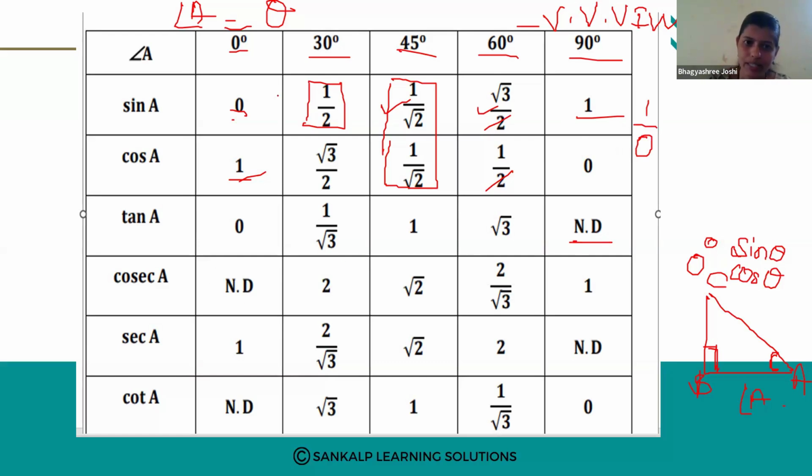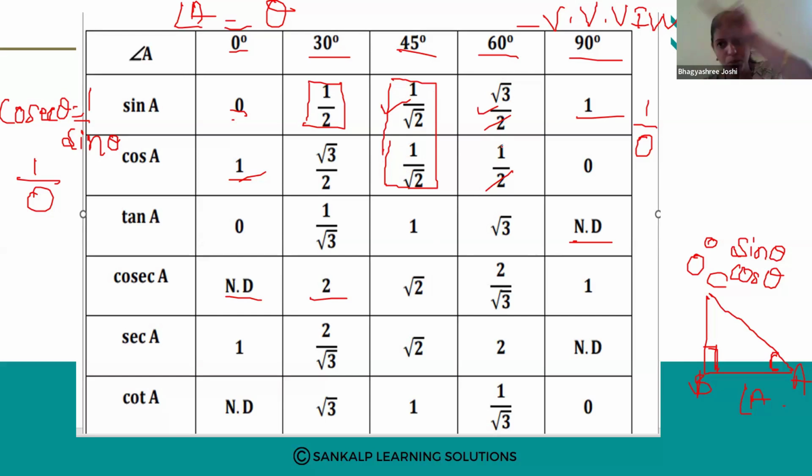Cosec theta means 1 divided by sin theta. So for 0, sin 0 is 0, so 1 divided by 0 means it is again not defined. 1 divided by 1 by 2: the 2 comes up, so you get 2. 1 divided by 1 by root 2: root 2 comes up, that is root 2. 1 divided by root 3 by 2: the 2 goes on top, so you get 2 divided by root 3. And 1 divided by 1 means 1.